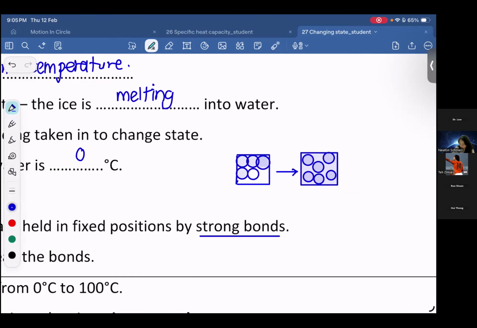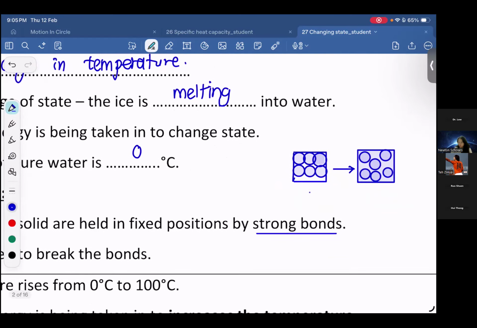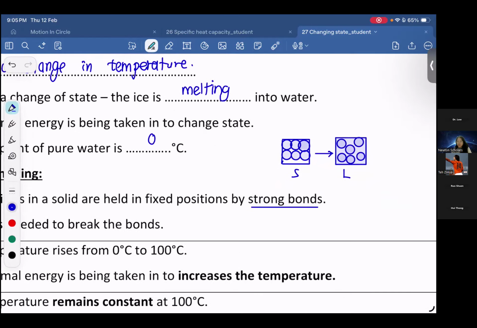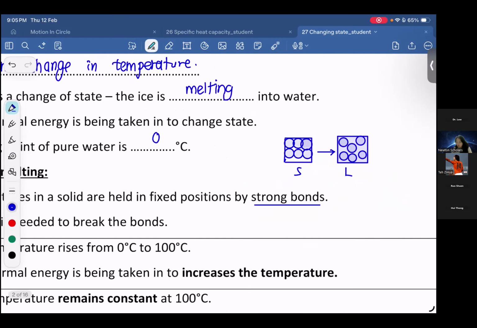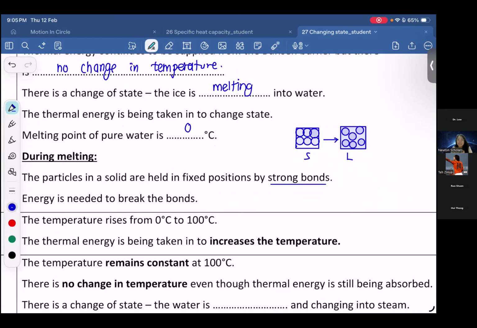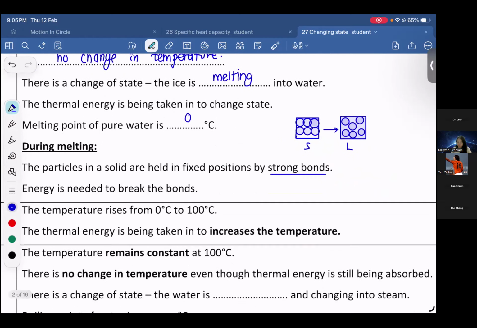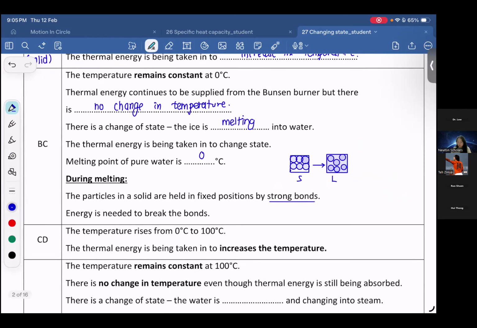Okay, so from solid to liquid, the particles are held together by a strong force, a strong bond. So we want to change the phase. What should we do? We should break the bond, or more accurately, weaken the bond. The absorbed heat is used to do this task, to weaken the bond.